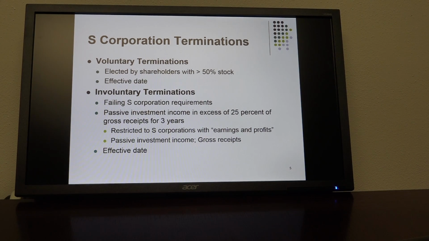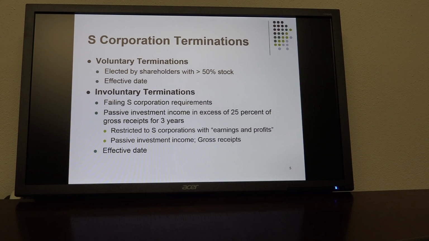Now, another way you can involuntarily terminate S corp status is by the corporation having something called passive investment income in excess of 25% of gross receipts for 3 years. Now, this passive investment income rule only applies to S corps that have earnings and profits. Now, what type of an S corp would have earnings and profits? Because an S corp that starts out as an S corp and continues as an S corp does not have earnings and profits.